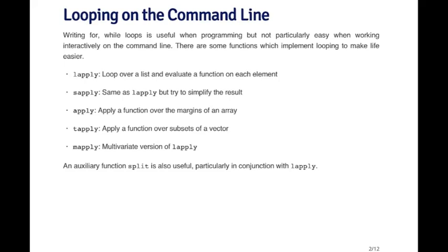sapply is a variant of lapply that simplifies the result. apply is a function that operates over the margins of an array, so this is very useful if you want to take summaries of matrices or higher dimensional arrays. tapply is short for table apply, and it applies a function over subsets of a vector. And mapply is a multivariate version of lapply. I'll go into details about how these work in a minute. There's also another function called split, which doesn't actually apply anything to objects, but it's often useful in conjunction with functions like lapply or sapply because it splits objects into subpieces.